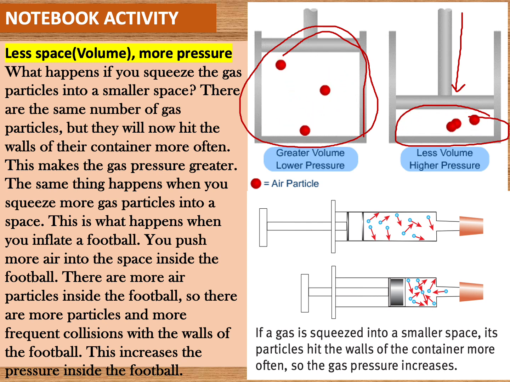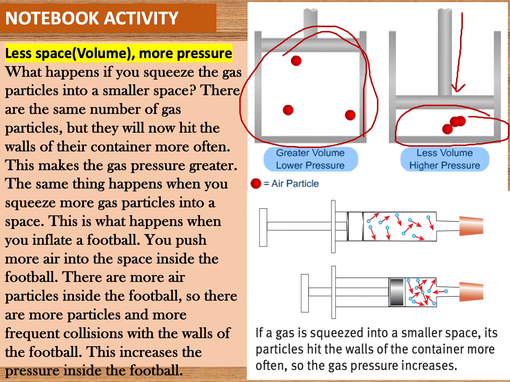So in less volume, what will happen to those 3 particles? They have less space to move around. While they are moving around, they will hit each other. When they hit each other, they will also hit the wall of the container. Thereby, they will create more pressure inside the container in which they are enclosed.